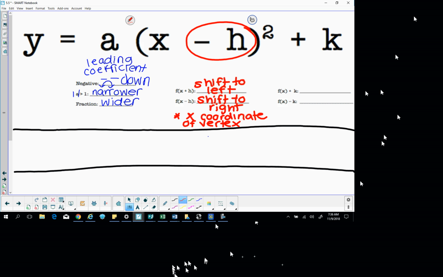And for our brain buff, who can raise their hand and tell me the vocabulary word for the x coordinate of our vertex? What is the x coordinate of our vertex? Yes, it is axis of symmetry. So AOS, or axis of symmetry, is our x coordinate of our vertex.